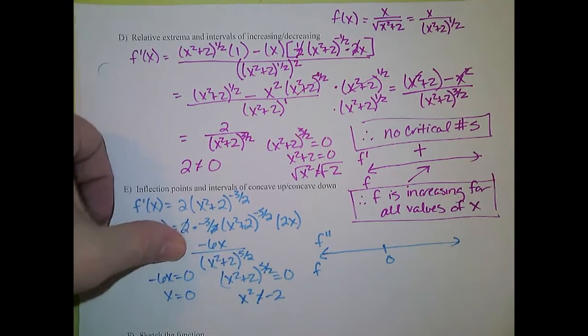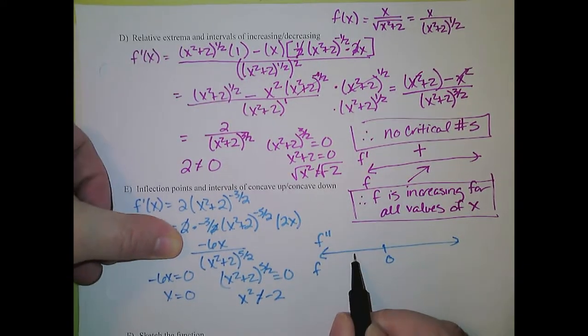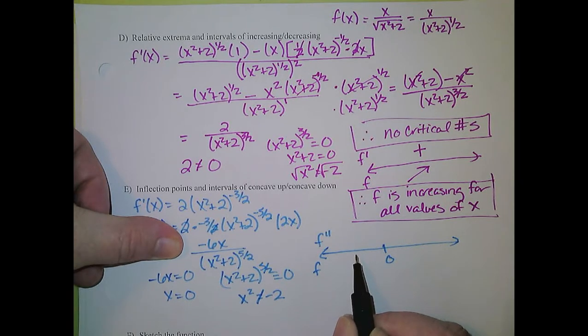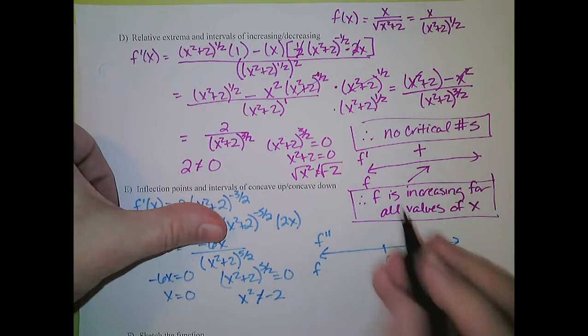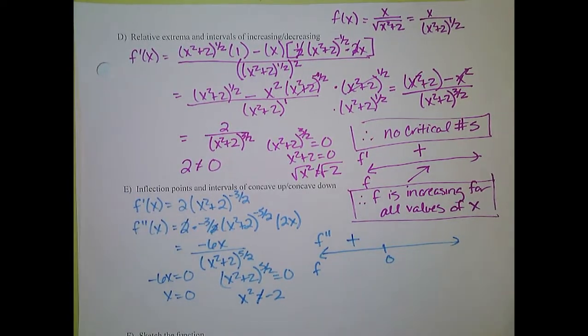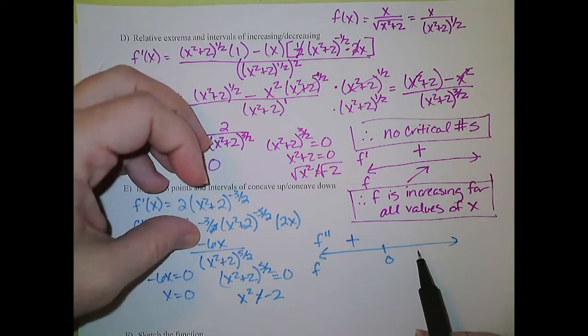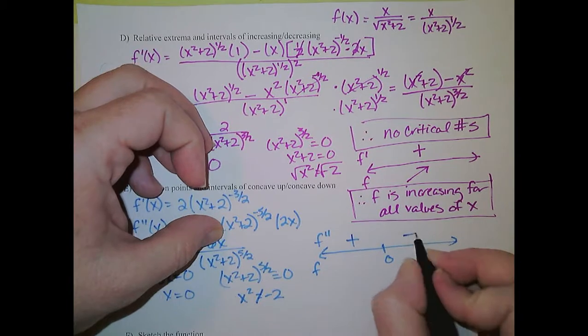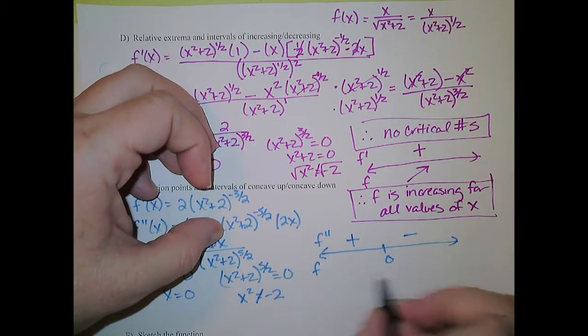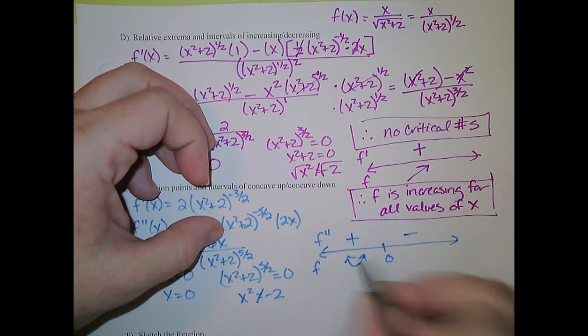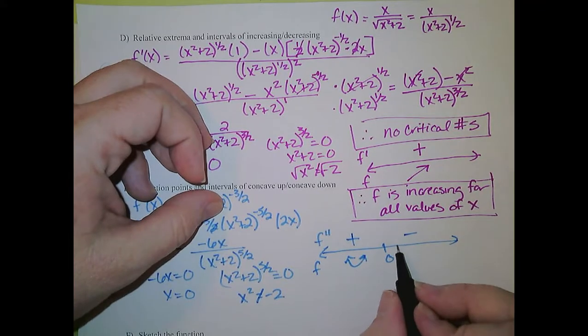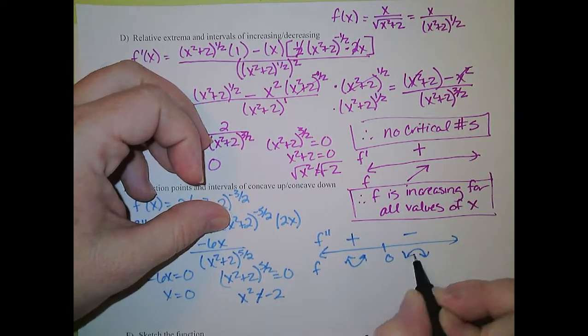numerator. If I plug in a negative value, a number that's less than 0, then I have a negative 6 times a negative, which is going to give me a positive. If I plug in a value that's bigger than 0, a positive number, then I have negative 6 times a positive number, which is going to be negative. So when x is less than 0, my function must be concave up. When x is greater than 0, it must be concave down.